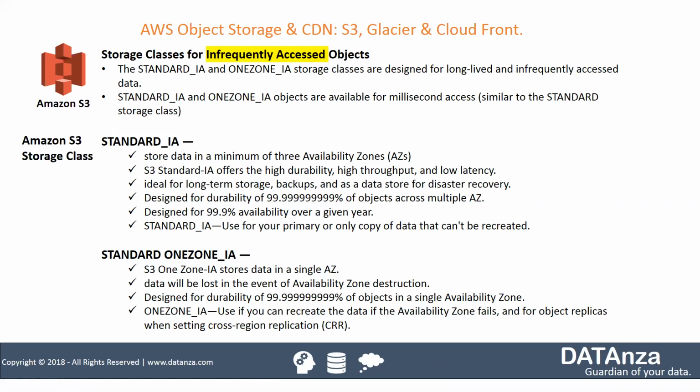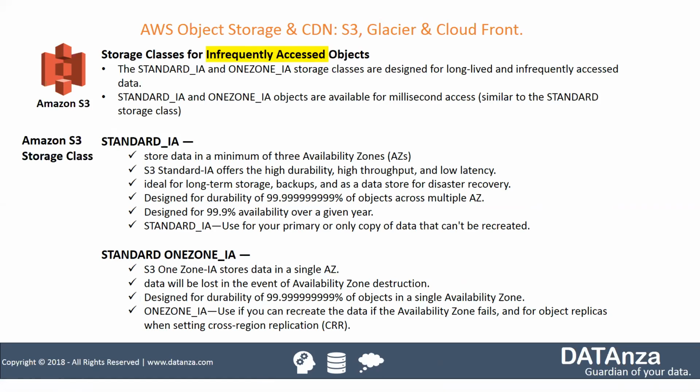So S3 standard IA offers high durability, high throughput, and low latency, ideal for long-term storage, backups, and as a data store for disaster recovery. This is very important. What use case are they recommending? For example, let us say you're operating from the Asia Pacific Mumbai region, the region closest to us, and that is where I'm hosting my website. I have S3 storage attached to it, with thousands of files being uploaded to a standard storage class, and my availability zone is in Mumbai, Asia Pacific.